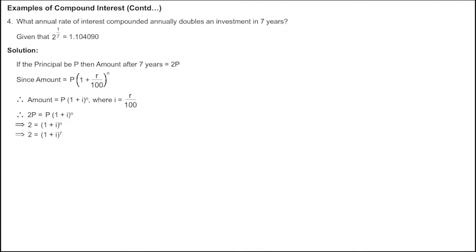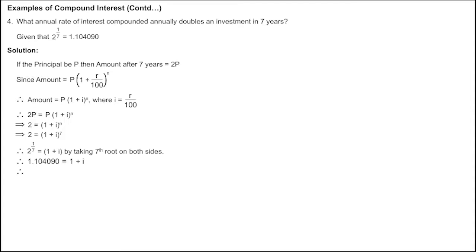Now the power on the right hand side is 7. So we are going to take the 7th root on both the sides. When I take the 7th root on both the sides, that means on the left hand side I have 2 raised to 1 upon 7, and on the right hand side I have 1 plus I. The value of 2 raised to 1 upon 7 is given to you in the question, which is nothing but 1.104090. That is, the 7th root of 2 is 1.104090. So we replace 2 raised to 1 upon 7 on the left hand side by 1.104090, and on the right hand side you have 1 plus I.